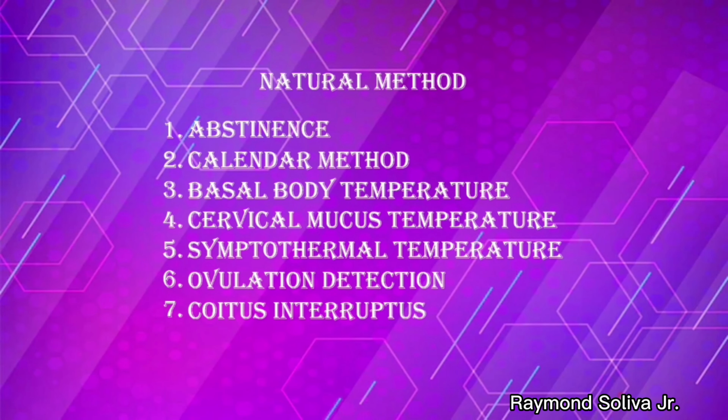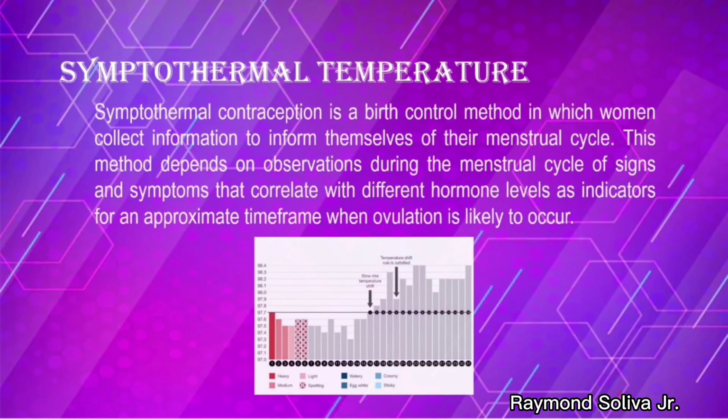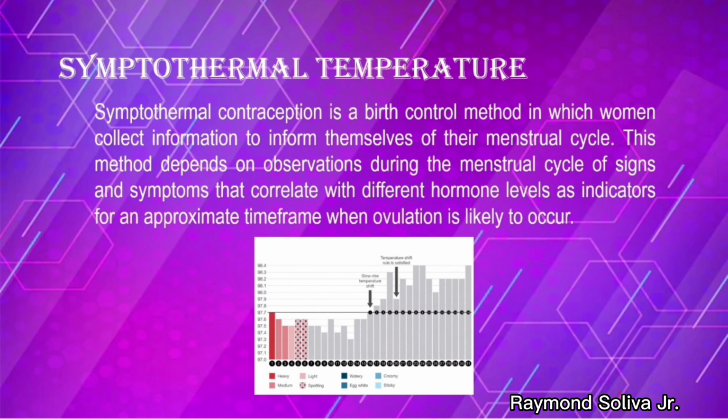The fifth natural method of contraception is symptothermal contraception. Symptothermal contraception is a birth control method in which women collect information to inform themselves of their menstrual cycle. These methods depend on the observation during the menstrual cycle of signs and symptoms that correlate with different hormone levels as indicators for an approximate time frame when ovulation is likely to occur.